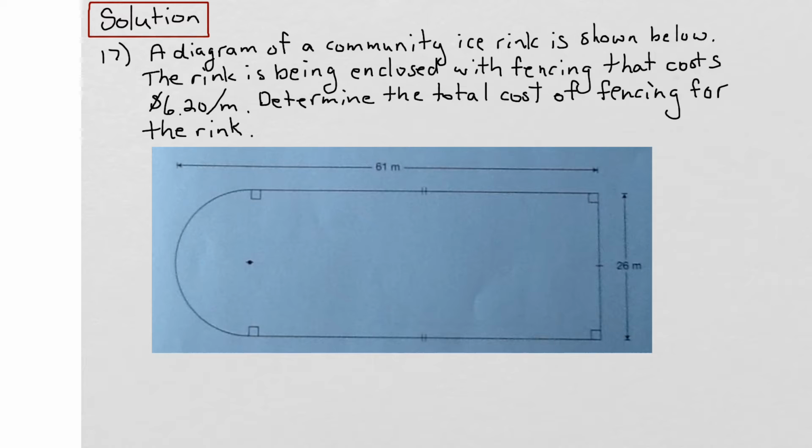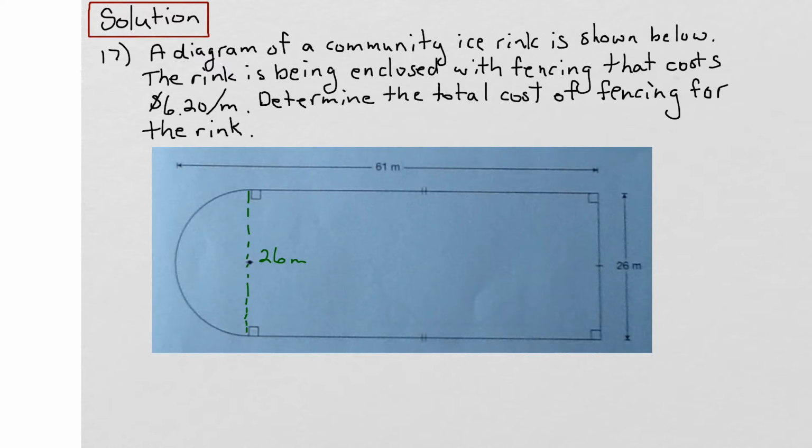Well, the first thing we notice is that this rink is made up of a rectangle and half a circle here. So let's start by putting in a dashed line down this semicircle here, and that represents the diameter of the circle. And because this is a rectangle, this line and this line are going to be the same length, so this diameter here is going to be 26 meters.